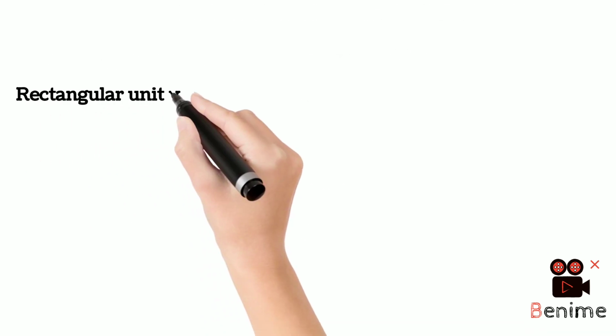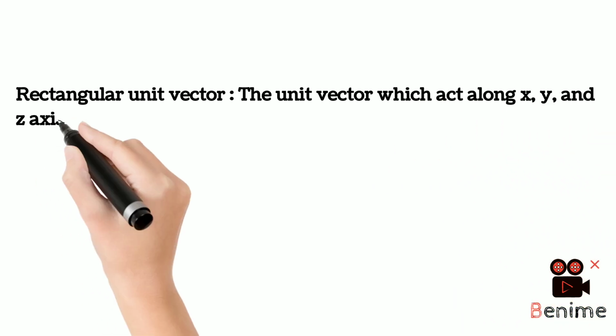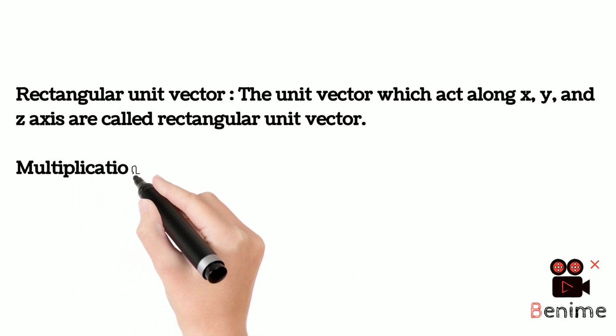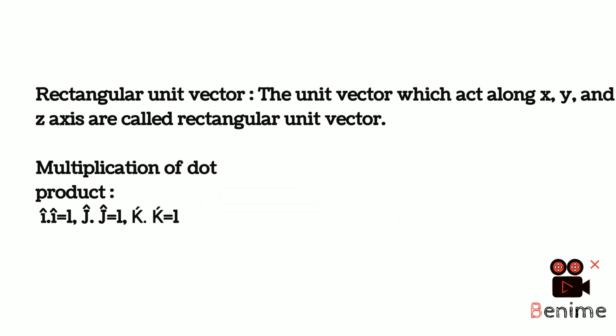Rectangular unit vector. The unit vectors which act along the x, y, and z axes are called rectangular unit vectors. Multiplication of dot product. You have to remember i cap dot i cap equals 1, j cap dot j cap equals 1, k cap dot k cap equals 1.